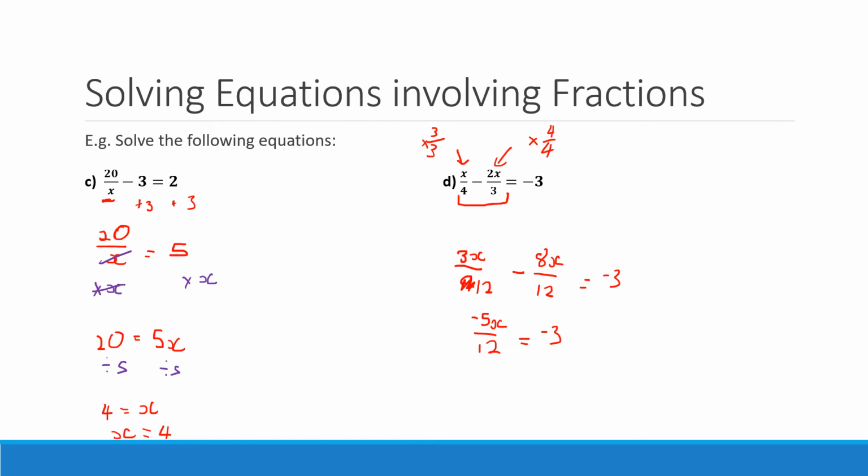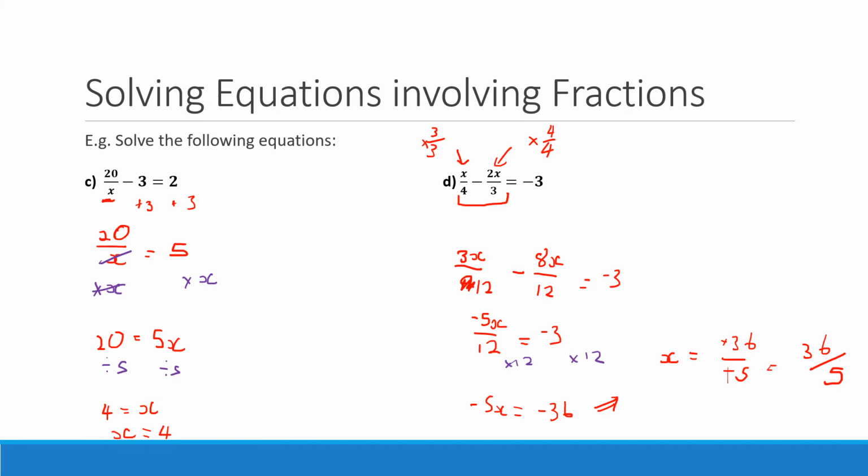We've got to divide by 12 here, so we can times both sides by 12. And get -5x equals -36. And then finally divide both sides by -5. So x is going to be -36 over -5. A negative divided by a negative is just going to be a positive. So as a fraction, my answer is 36 over 5.